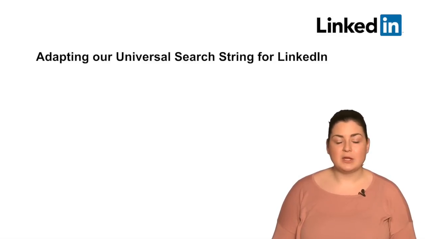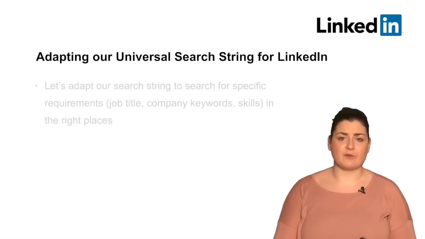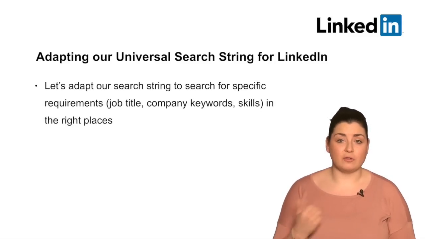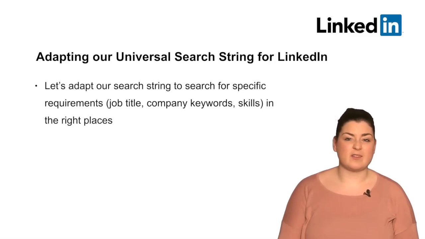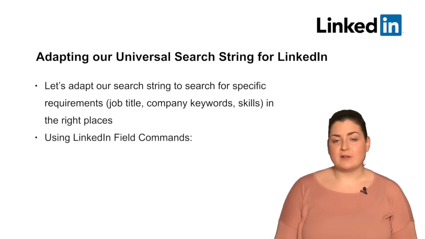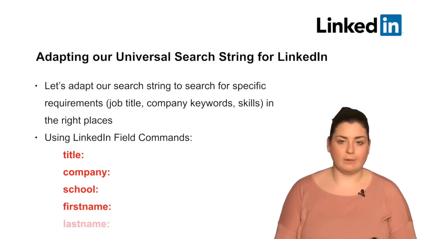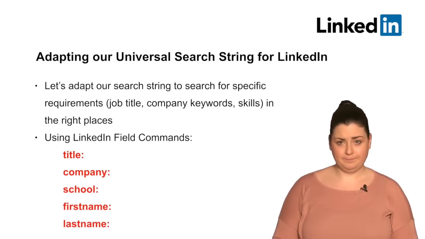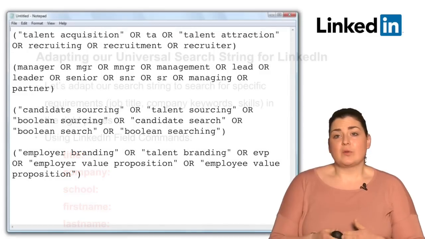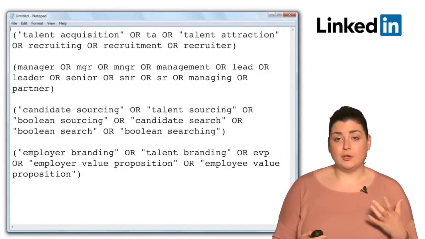So how do we adapt our big long Boolean search string for specifically LinkedIn? We're going to adapt our search string for specific requirements. So let's say, for example, the specific requirements I need are the job title, company keywords, the skills, making sure they're all in the right places. Remember what those field commands are. The field commands are title, company, school, and then first name and last name. We'll probably never have to use first name and last name very often. Right. So here's our big long Boolean search string. I have written this within a Notepad document.